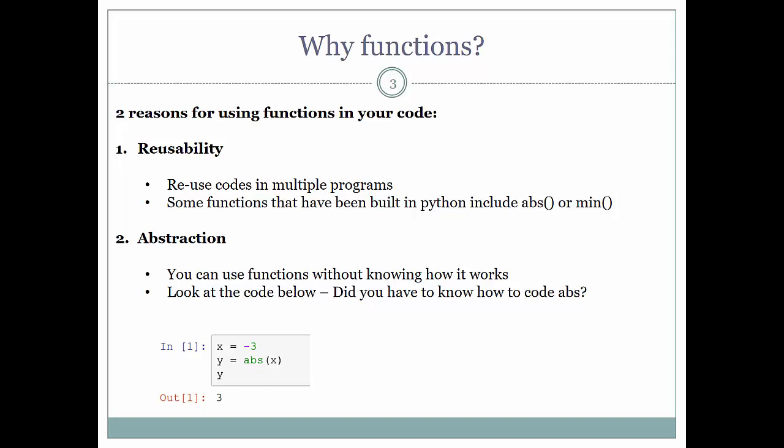Next, the second reason is what we call abstraction. That is where a lot of times we don't need to know how a function works in order to use it. So if we look at the example given below, if we are using the absolute function and we want to find the absolute value of the number -3, we can just use ABS bracket -3. That gives us the value 3.